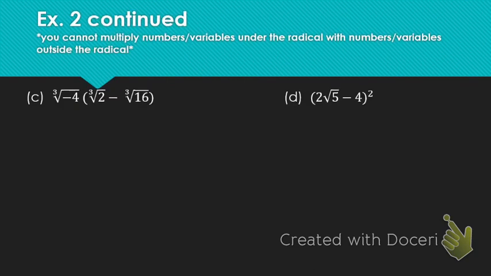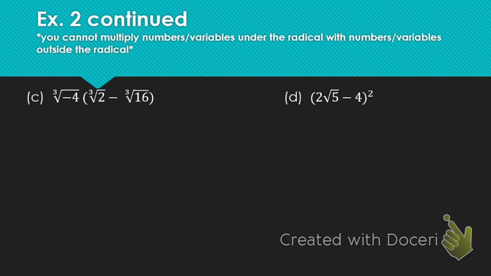Now, you'll notice a new set of directions above C and D. Not necessarily directions, but a note for you. All right, so let's look at that note because this is super, super important. You cannot multiply numbers and variables under the radical with numbers and variables that are outside the radical. So you cannot, let me say that again, you cannot multiply numbers and variables under a radical with numbers and variables that are outside the radical.